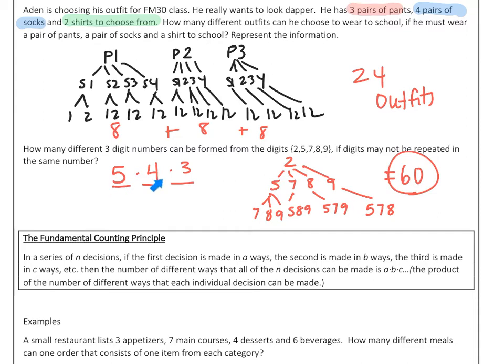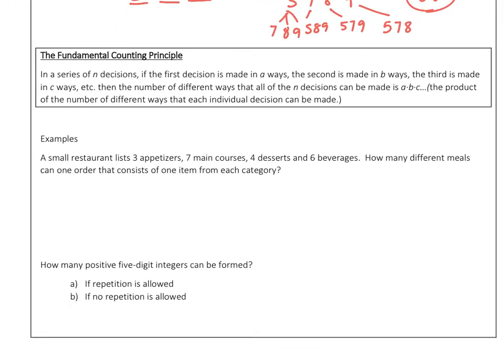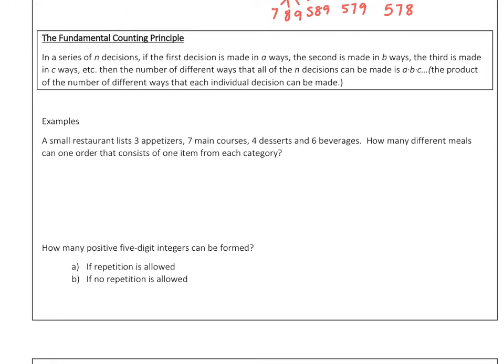Okay, then what I do is I multiply those together. So when we did our tree diagram here, we got 60. If I also do 5 times 4 times 3, I also get 60. Okay, so that's called the fundamental counting principle. So let's just try and do these a little bit shorter.